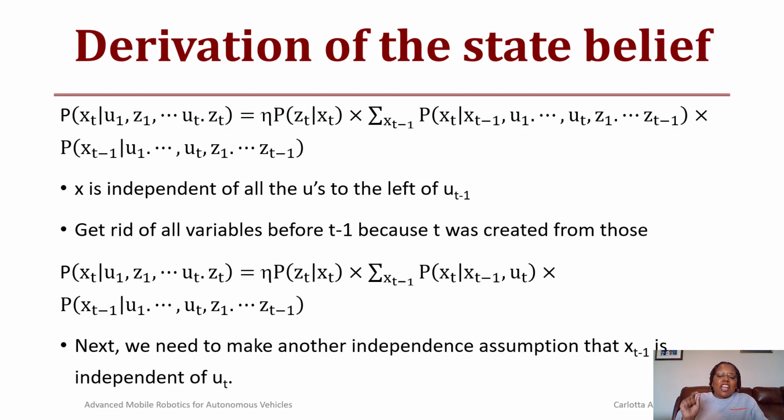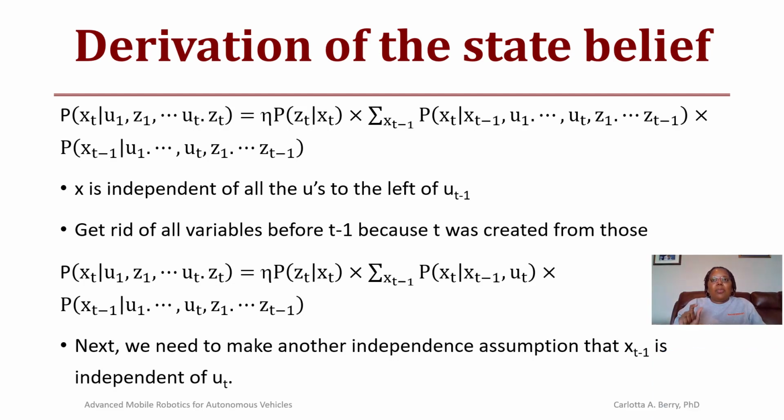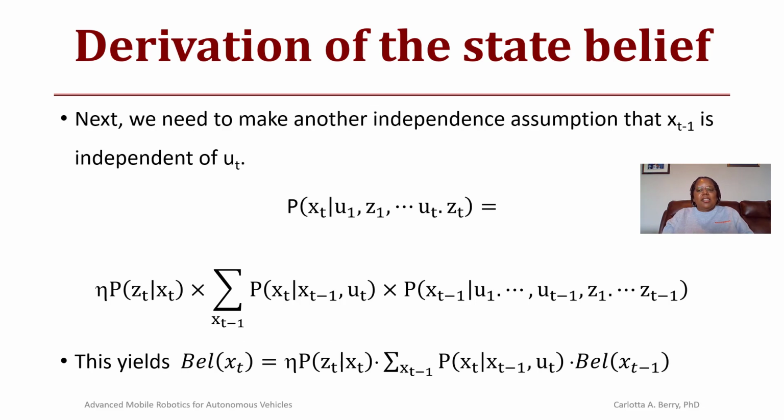Now we need to make another independence assumption to get rid of that ut so that we could then actually use recursion or a computer to solve this problem. So to make another independence assumption, we can say that x of t minus 1 is independent of ut. So the probability of the current state xt currently is, it depends on u1, z1 to ut, zt.